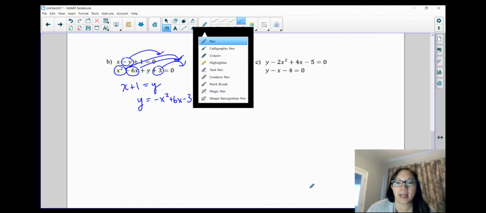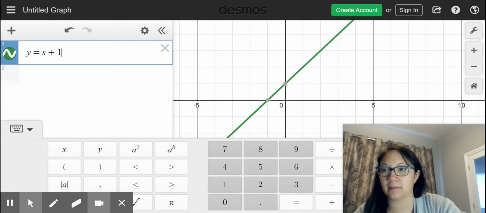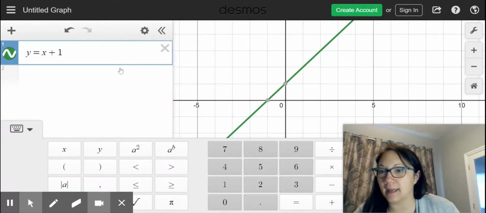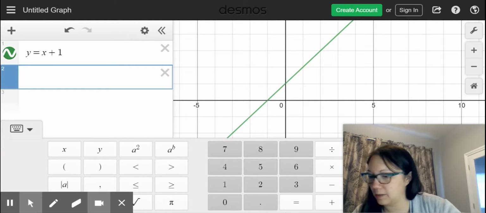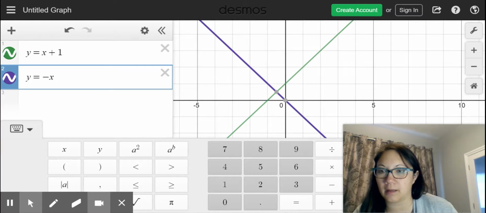Okay, so now we're going to go ahead and graph that in Desmos. Okay, so here's example B, and the first equation was y equals x plus 1. Oops, I used an s, which actually doesn't really matter. And then our second one was y equals -x squared.